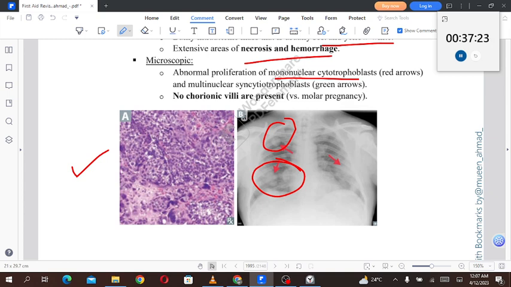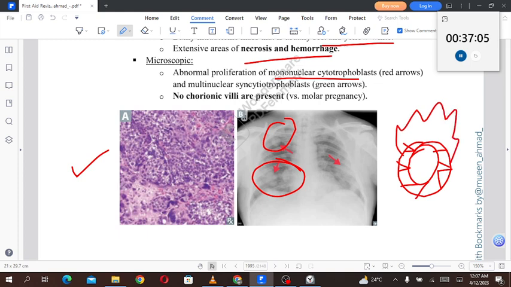So remember that there will be abnormal proliferation of the mononuclear cytotrophoblast and multinuclear syncytial trophoblast, because we know that in the blastocyst, the outer layer becomes cytotrophoblast and the multinuclear external layer becomes syncytial trophoblast.